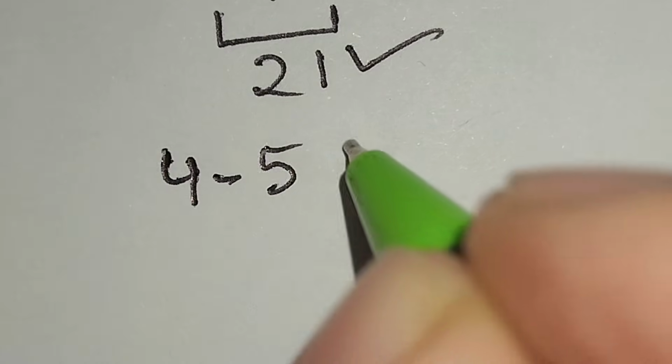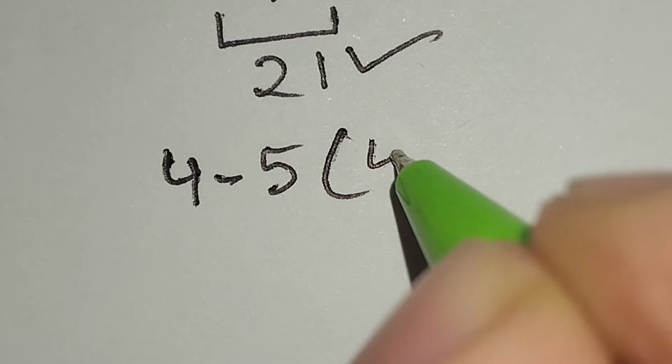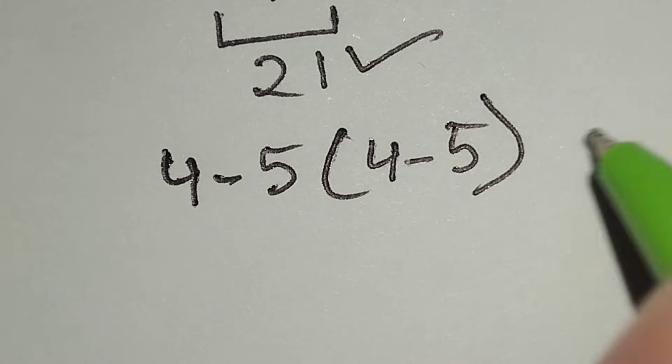Now tell me that 4 minus 5 bracket, 4 minus 5 is equal what?